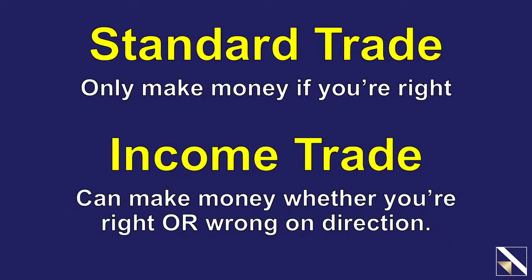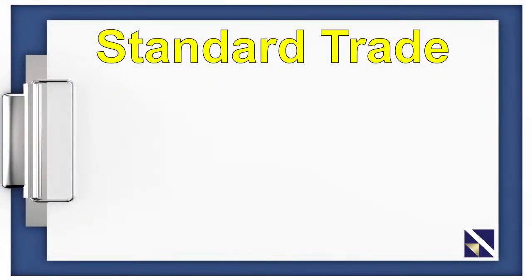Now, an income trade, our definition of an income trade is one where you can make money whether you are right or wrong on direction. And you might think, well, how is that possible? How can I make money if I'm right or wrong? And the key part there is wrong, right? You're probably thinking, well, how can I make money if I'm wrong? Well, here let's take a look at a standard trade versus an income trade.